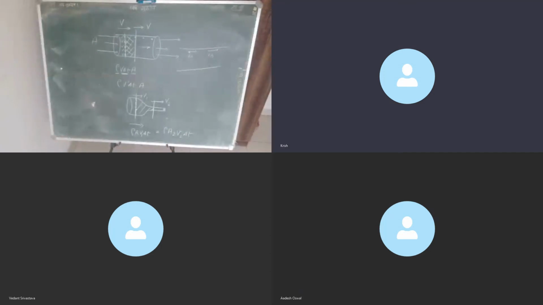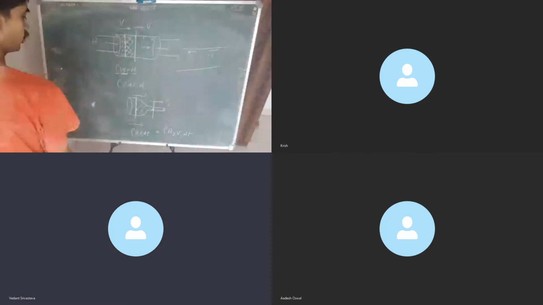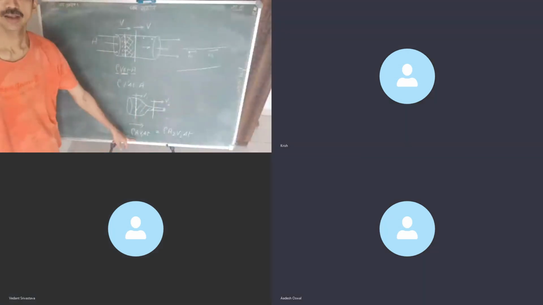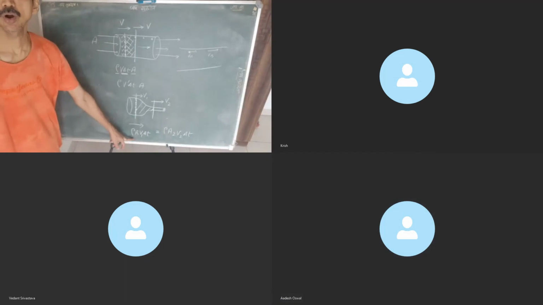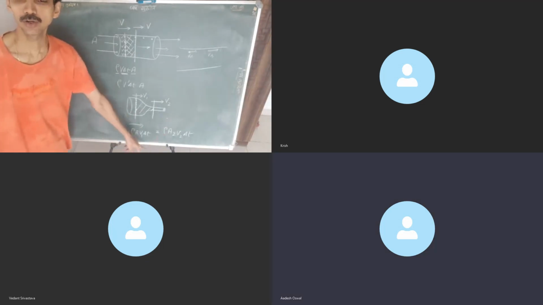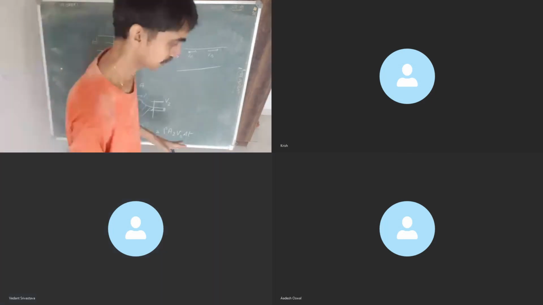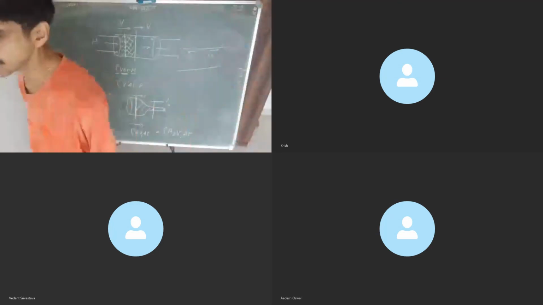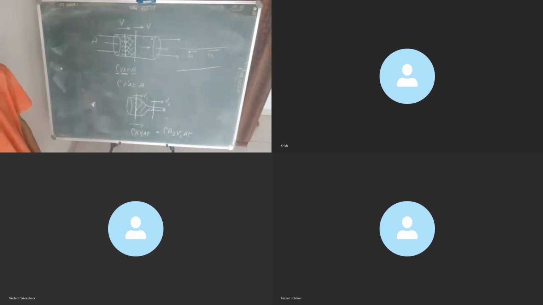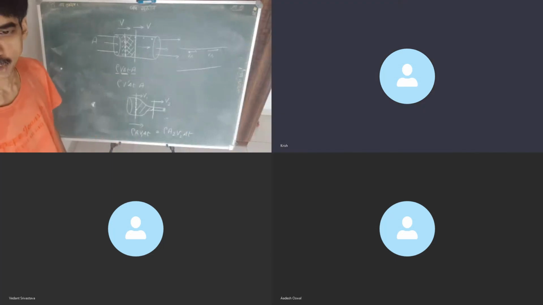What do we get from here? Read it aloud. A1 V1 is equal to A2 V2, correct? Check, Adesh. It's correct. A1 V1 is equal to A2 V2. What is this called? Equation of continuity, which is based on the incompressible nature of liquid, or we can say conservation of mass.